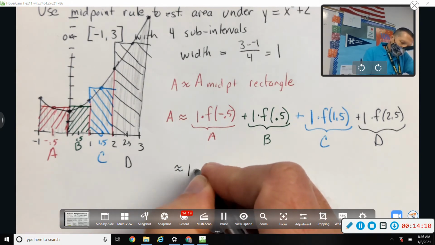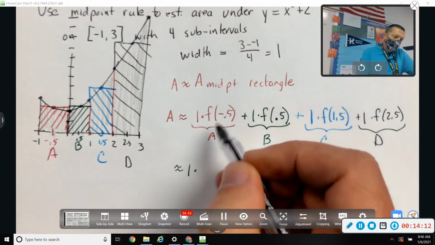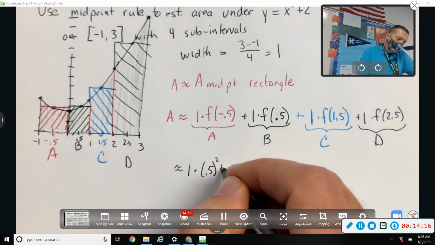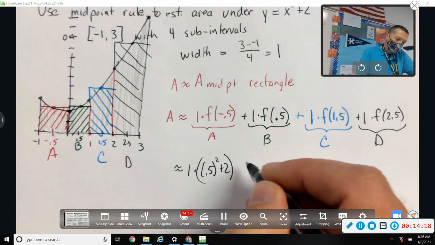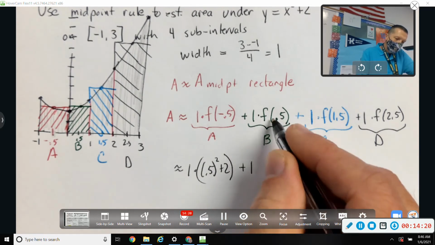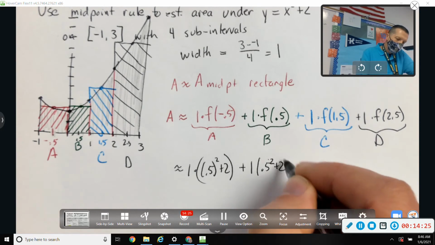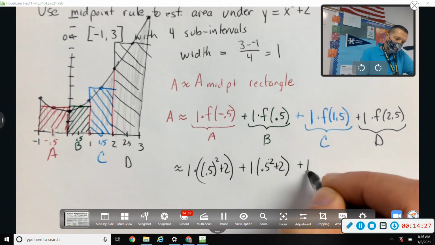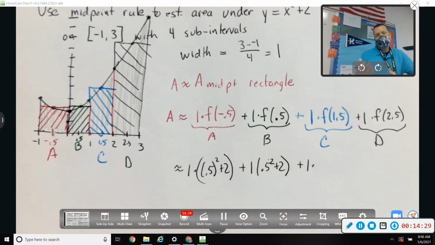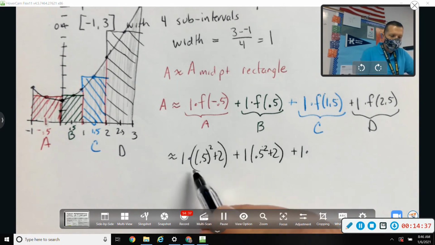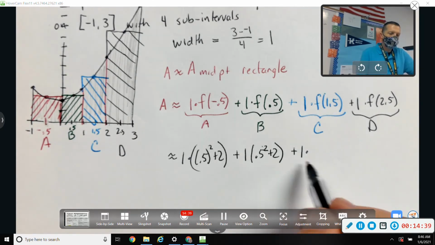Let's see, f of negative 0.5 would be 0.5 squared plus 2. F of 0.5 would again be 0.5 squared plus 2. Again, we had this yesterday, this 1 times out front. You don't have to leave it there, but I'm leaving it there to remind me that I'm still adding up rectangles, and this is still base times height, base times height, base times height.